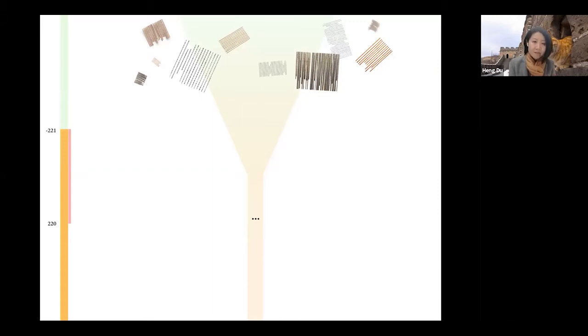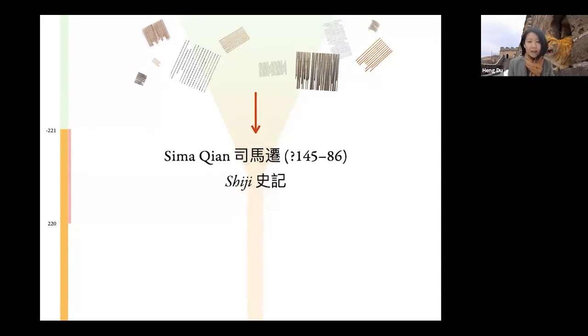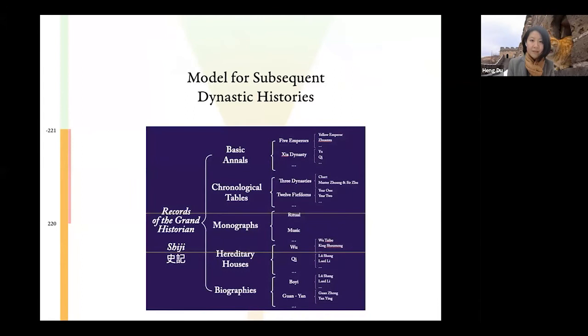And then it's really during the early imperial period that these texts are finalized as the compilations that constitute our received corpus. And in my presentation today, I would suggest that Sima Qian's Shiji is an integral part of this process of textual transformation. And also, just to make sure we're all on the same page, right?